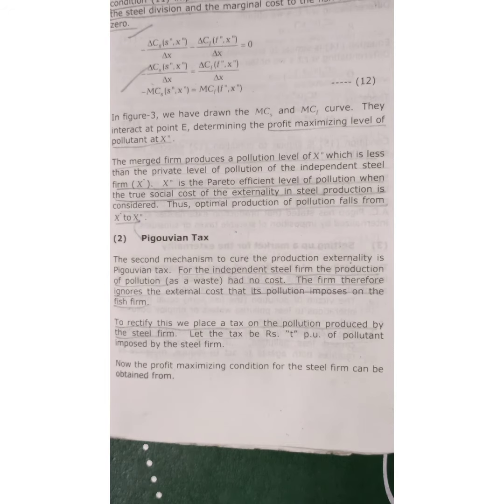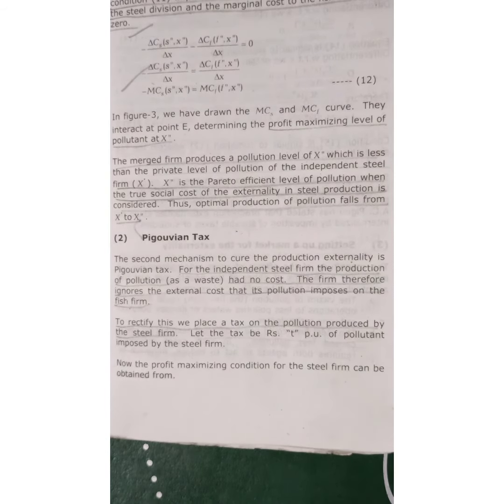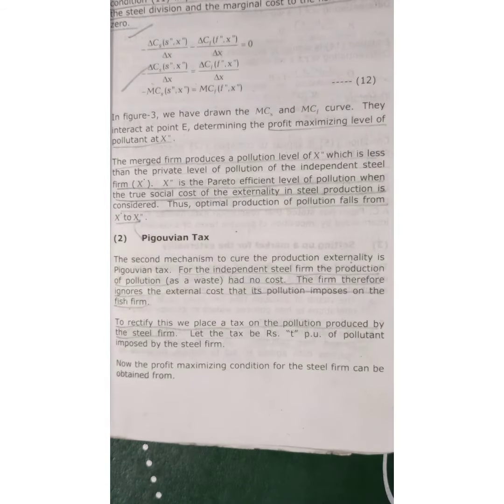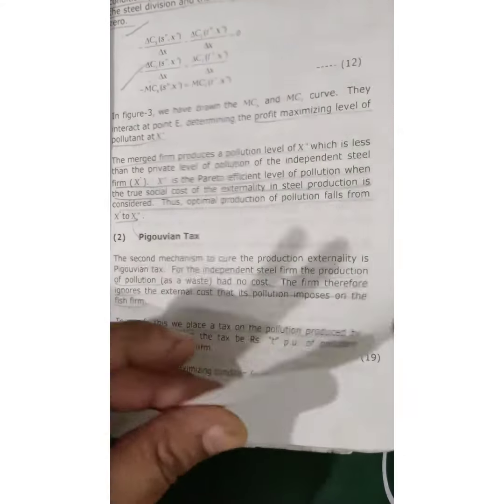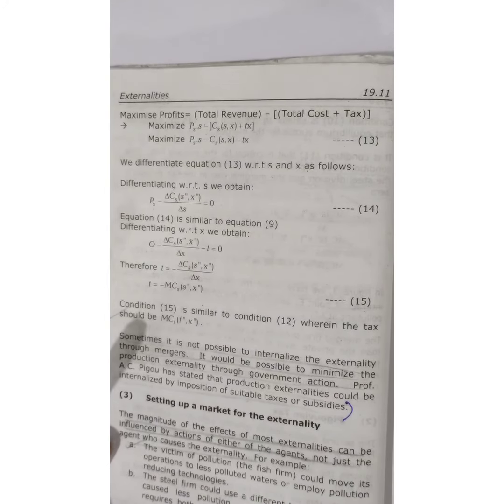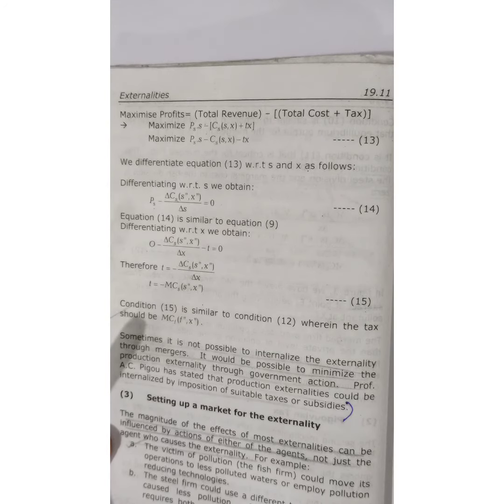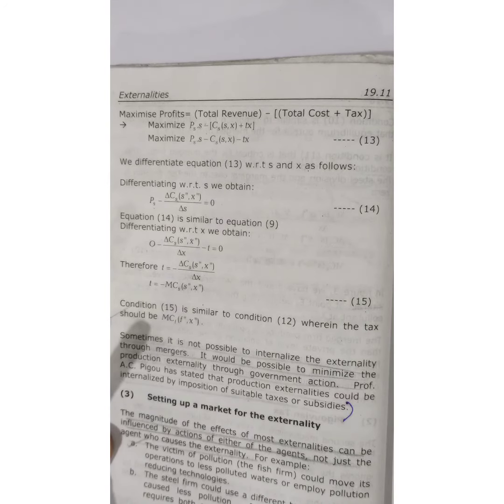To rectify, we place a tax on this pollutant produced by the steel firm. Let us call that tax rate T per unit. Now don't you think if there is a tax, the cost of the steel firm will increase by T? Let's see how it affects. Now guys, please have a look. To maximize profit, we take total revenue minus total cost, but this time total cost will also include tax. So this profit function looks like equation 13.